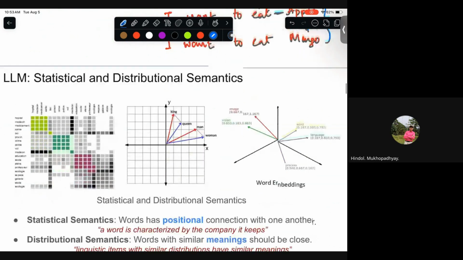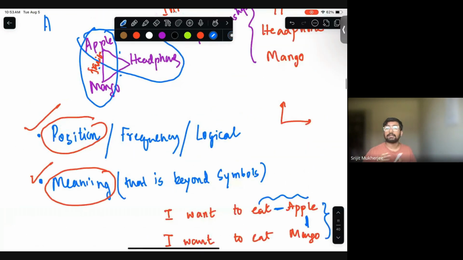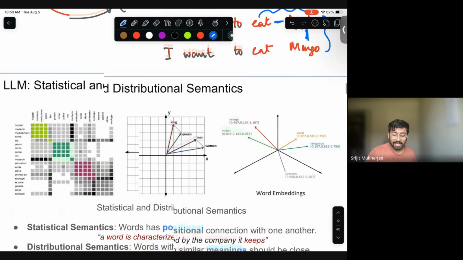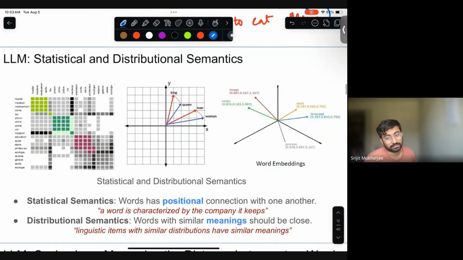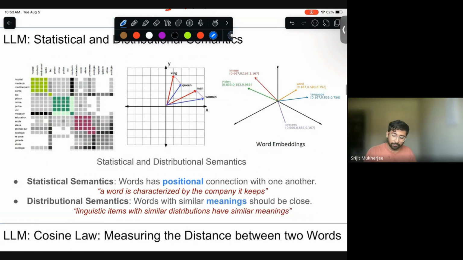Okay. Yes, sir. Now, going to the next aspect, mathematics. What I have said is absolutely perfect, and now we will be formalizing it. There are two different things: statistical semantics and distributional semantics. Statistical semantics is nothing but the positional thing that you have said. You have only said it, I have not helped you in anything, right? Of course, I have helped you, but you are the people who have actually discovered it. So there's a positional connection and there is a meaning connection.